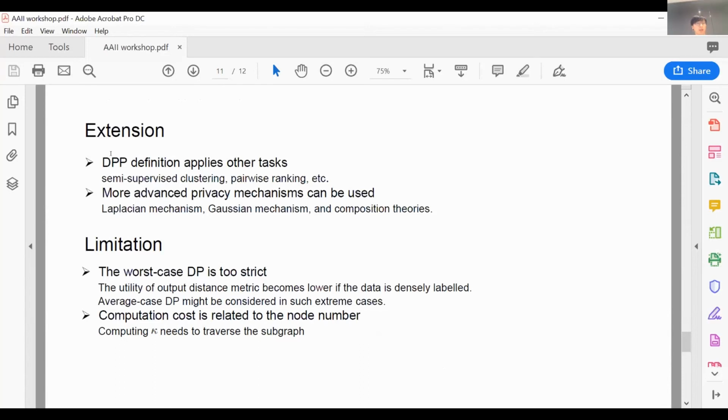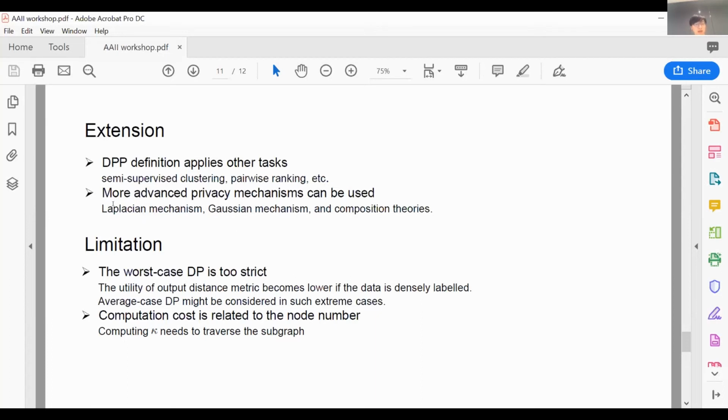One extension of this work is because DPP, differential pairwise privacy, is defined without concerning the subsequent algorithm, because it's related to the data. In semi-supervised clustering, pairwise ranking, this kind of task, if they have pairwise labeled data, we can use the DPP definition here.